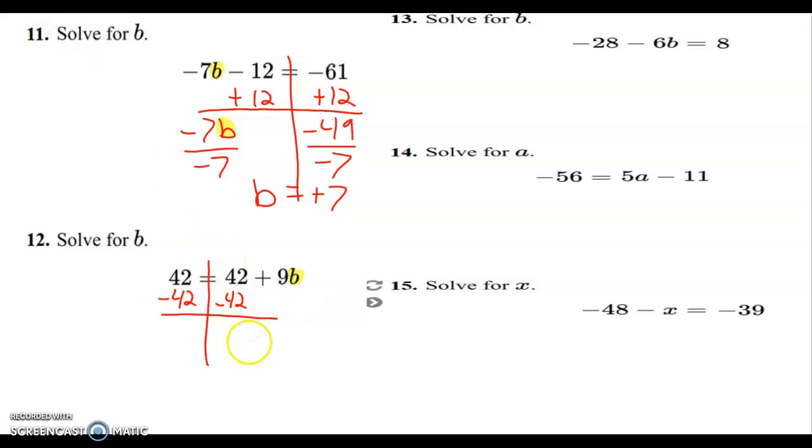And over here on the right, it cancels out and gives you 0. But on the left, it gives you 0 as well. That's okay. We've got 0. And we've got 9b, and we just follow the steps as we were doing. We do 9 times b. We do the opposite, which is divide by 9 to isolate that b. And then 0 divided by 9 is 0. So b is equal to 0.